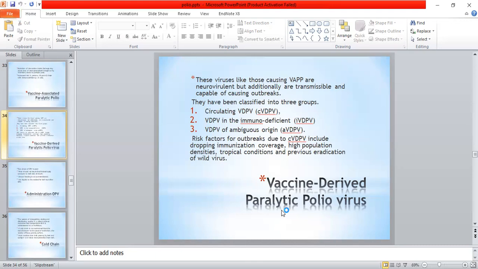Risk factors of outbreaks due to circulating vaccine derived poliovirus include dropping immunization coverage, high population densities, tropical conditions, and previous eradication of wild virus.